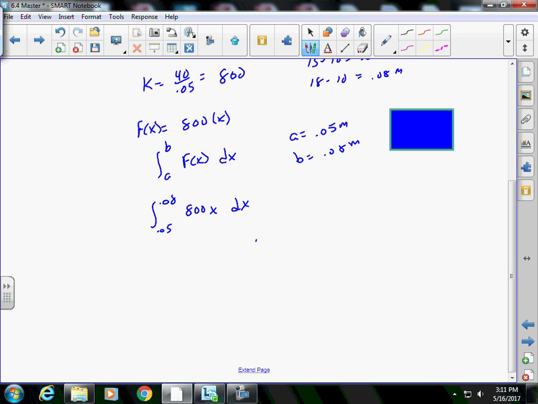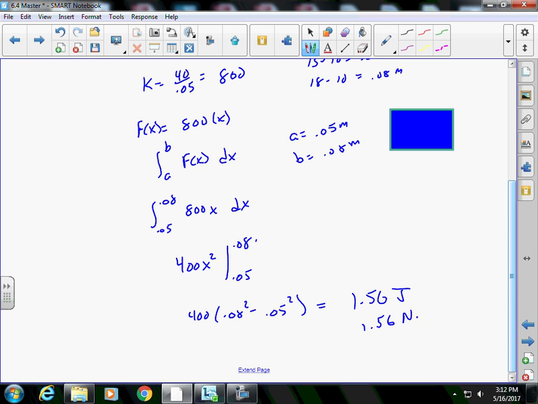So now that we have this, we'll integrate. I get 400x squared from 0.05 to 0.08. I get 400 times 0.08 squared, subtract 0.05 squared, or 1.56 joules. And again, you can write 1.56 newton meters, and they're both acceptable answers.